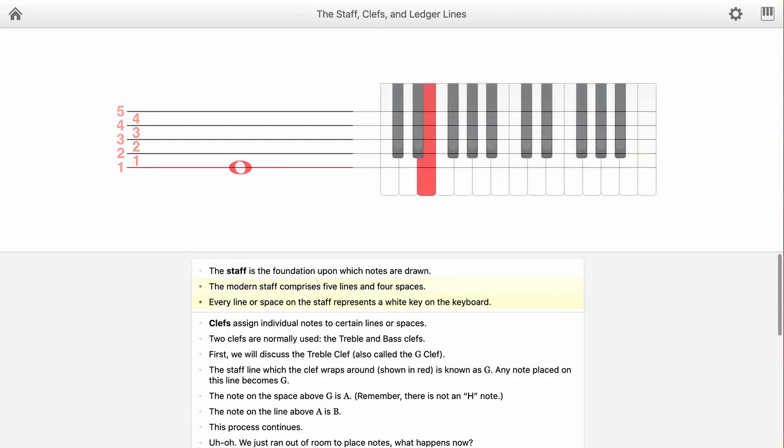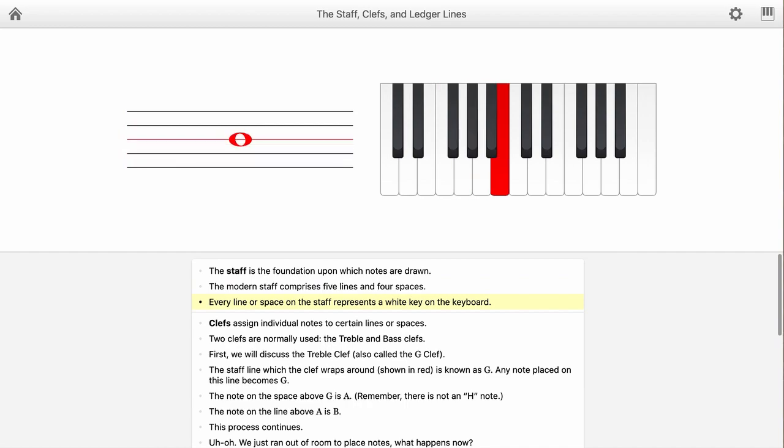and 4. Every line or space on the staff represents a white key on the keyboard. So you can see as the notes are going up on the staff, the notes on the keyboard are moving to the right. That means that the higher a note is on the staff, the higher the note should sound. And the lower the note is on a staff, the lower the note should sound.